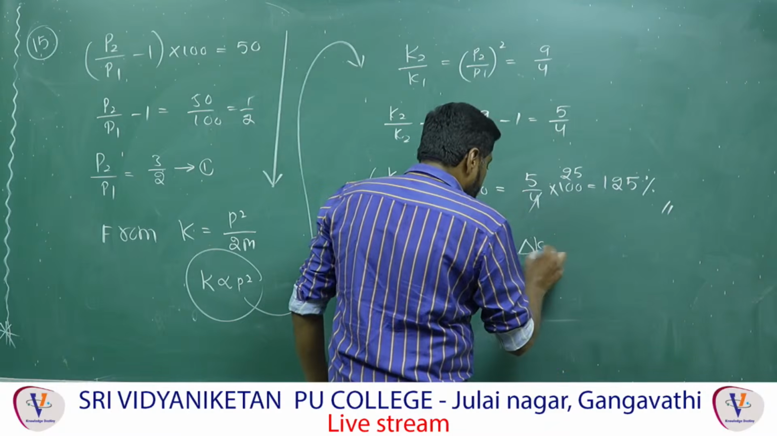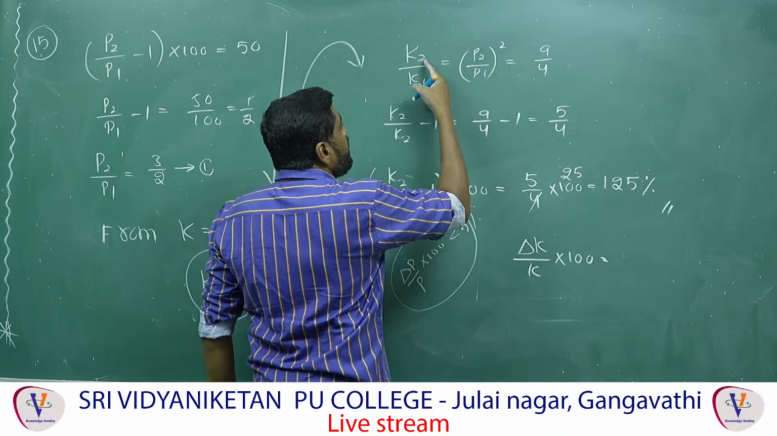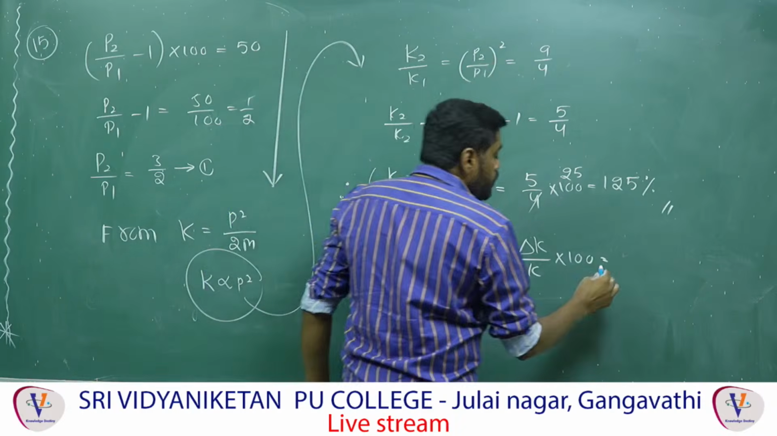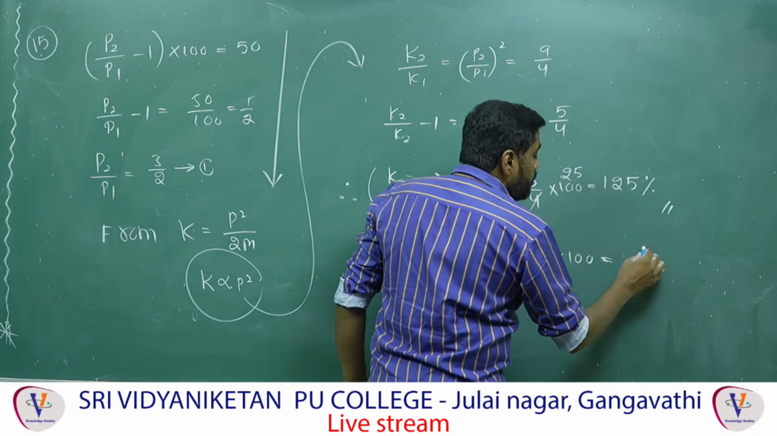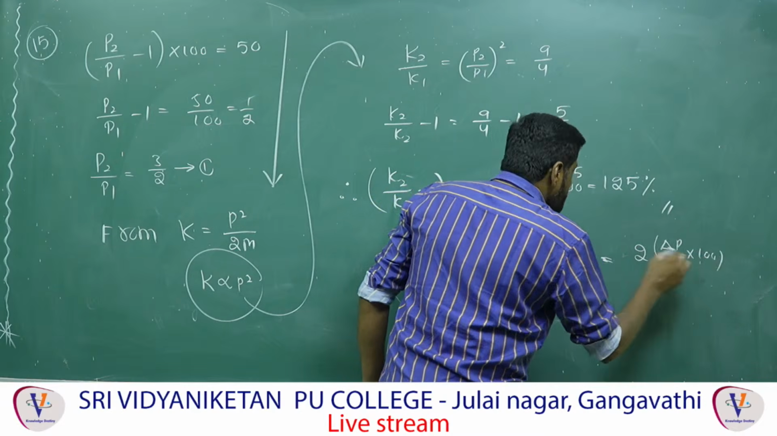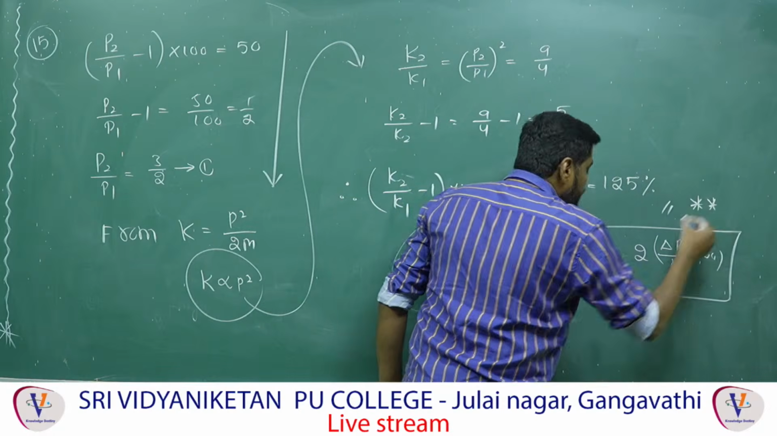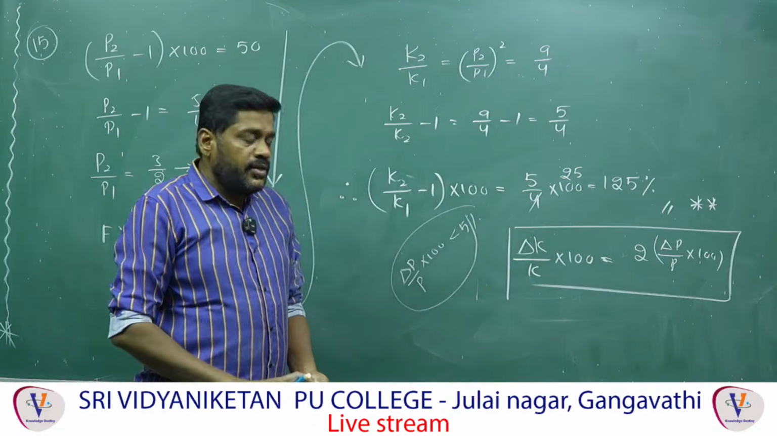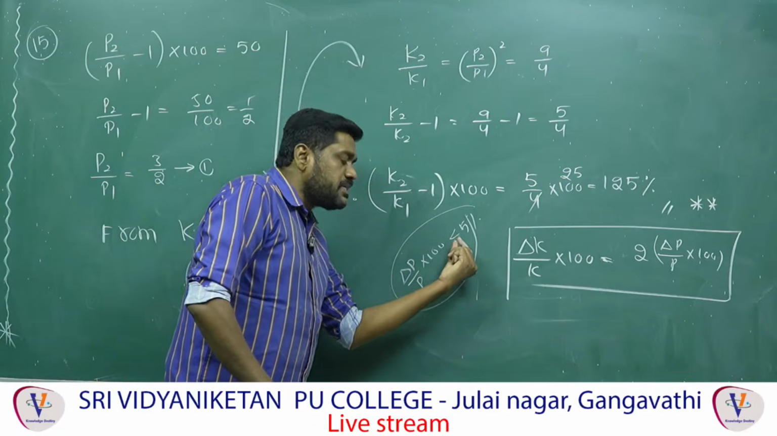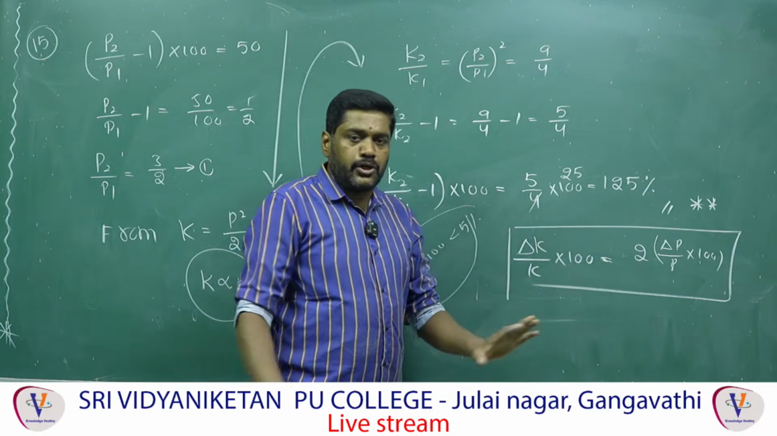So delta K by K into 100 is equal to power how much here? K is directly proportional to P power 2, so that is 2 into delta P by P into 100. Okay, so we can go directly, and this is also important, right? And this we have to apply when the percentage change in the momentum is less than 5%. If it is less than 5%, direct answer, no need to use anything.